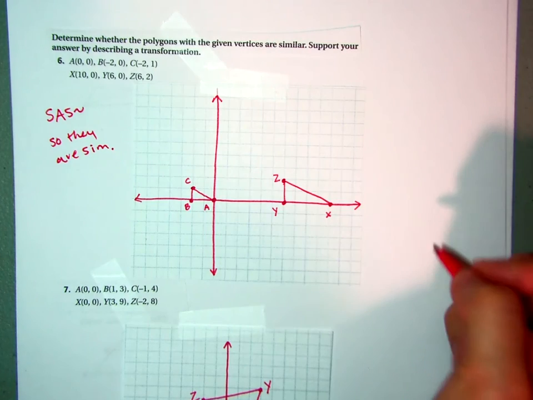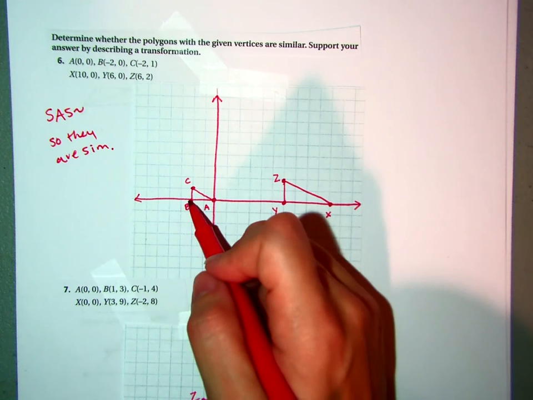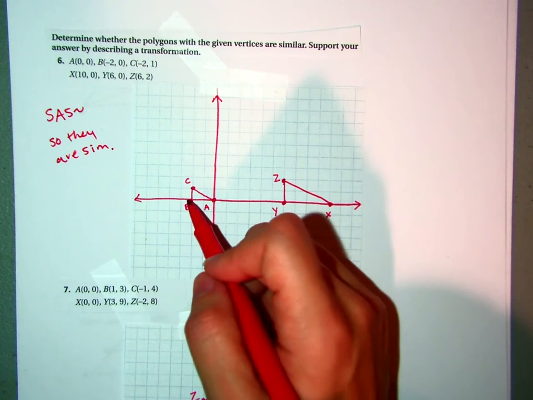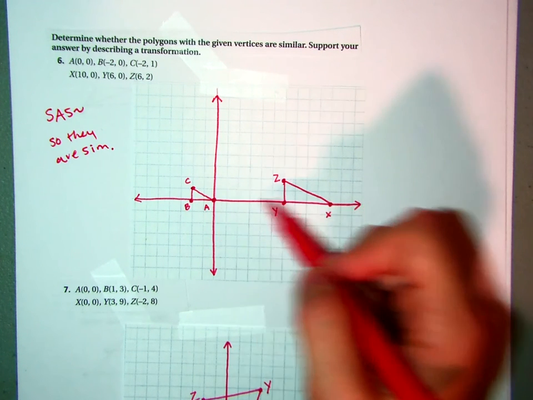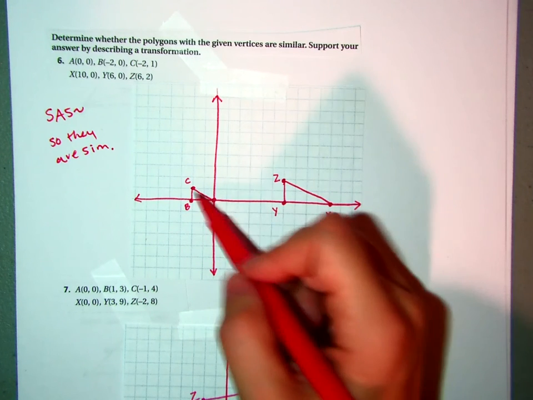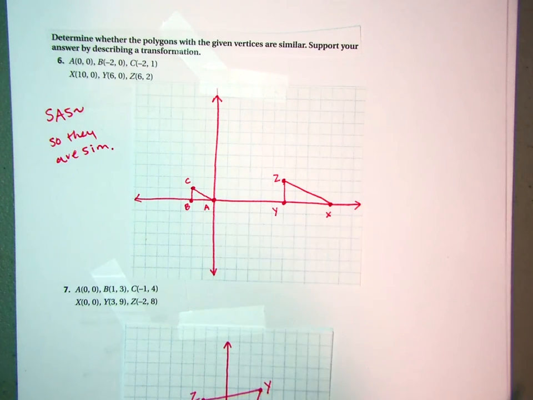Now let's support it by a transformation. If you multiply these by 2, then you can actually multiply by 2 and then translate it. So multiply by 2 and then translate it, and you can go ahead and do that to figure out how many units.